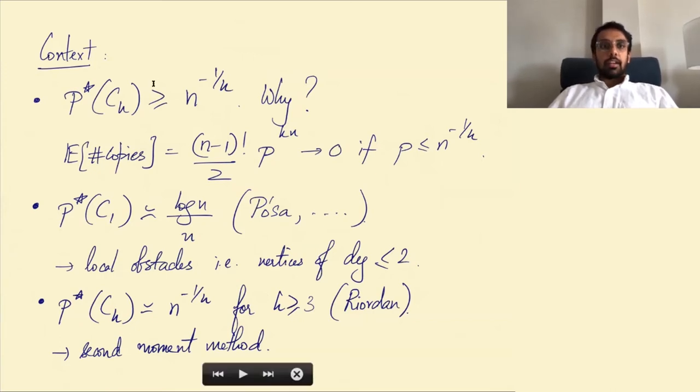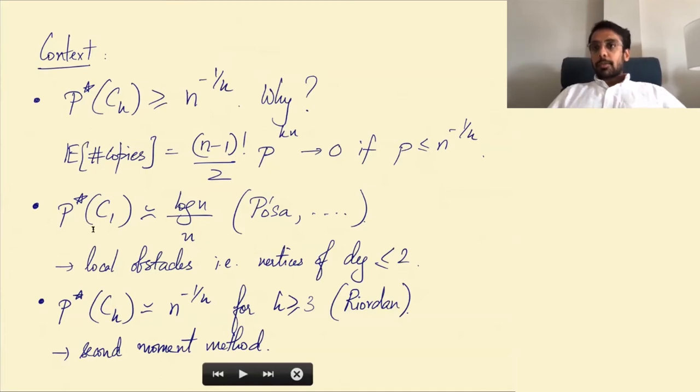We certainly need our density of edges to be bigger than this in order to hope to contain a kth power. Of course, the most well-studied example of this question is the Hamilton cycle itself. So not a high power, but just C^1.